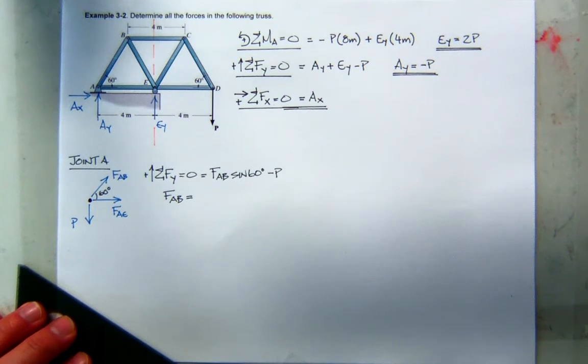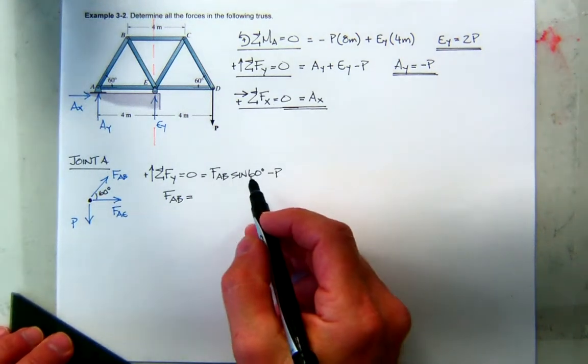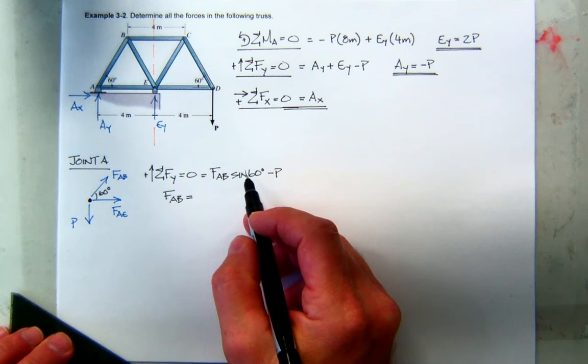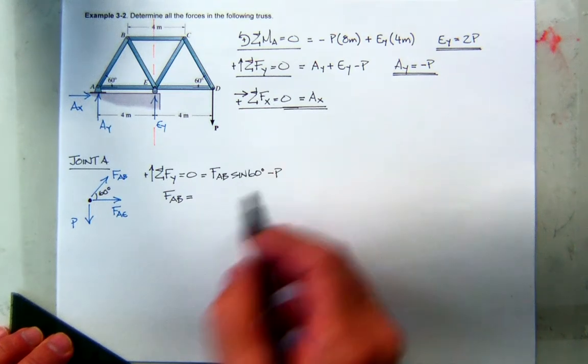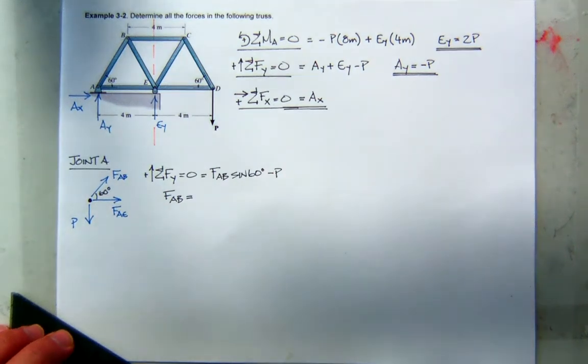I don't know what that's going to be. Sine 60, I don't know what that is. Somebody help with that. Sine 60 is square root of 3 over 2. Divide that. It's going to be 2P divided by the square root of 3. I don't know what that is. Make sure your calculator is in degrees mode. If you just came from Dunn Hall, it may be in radians.